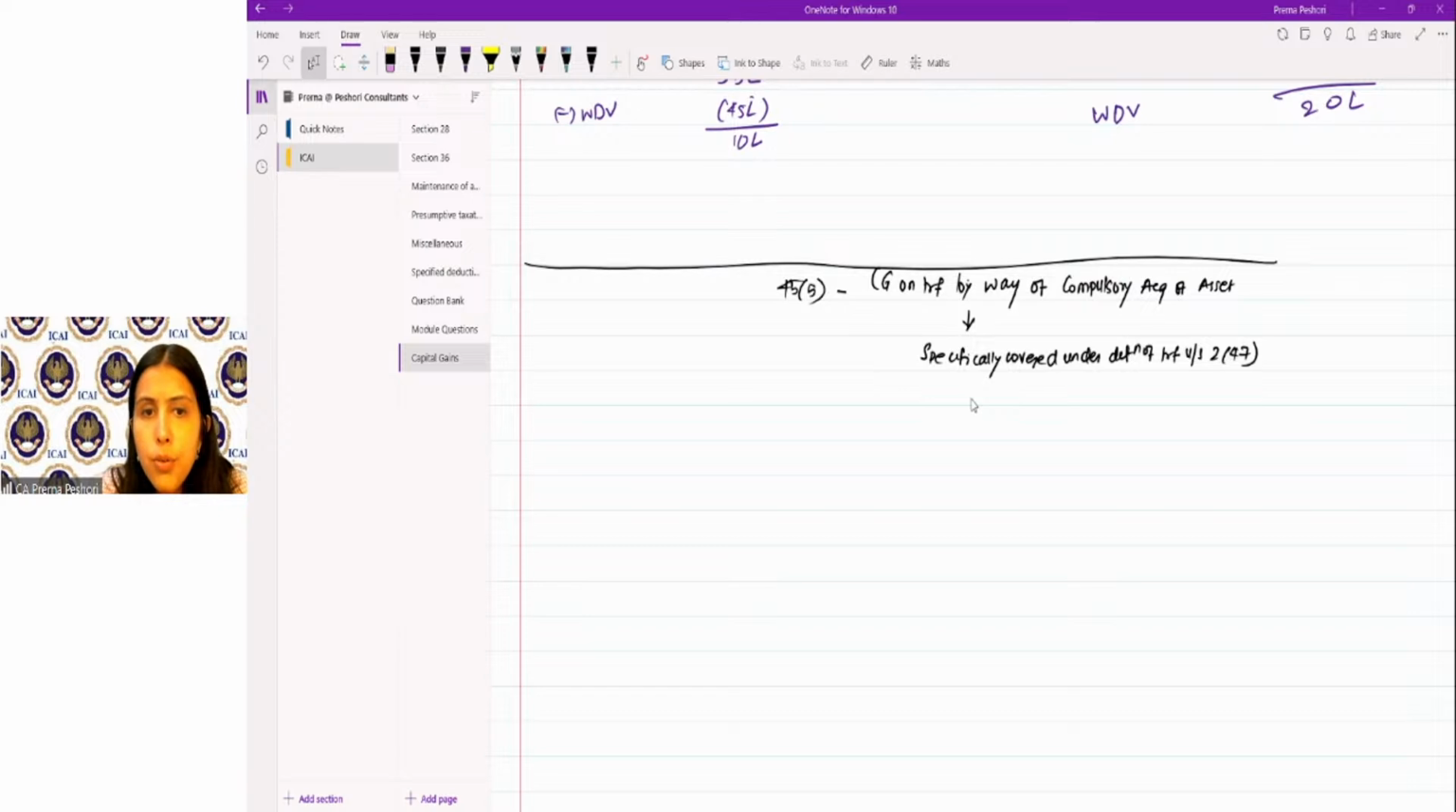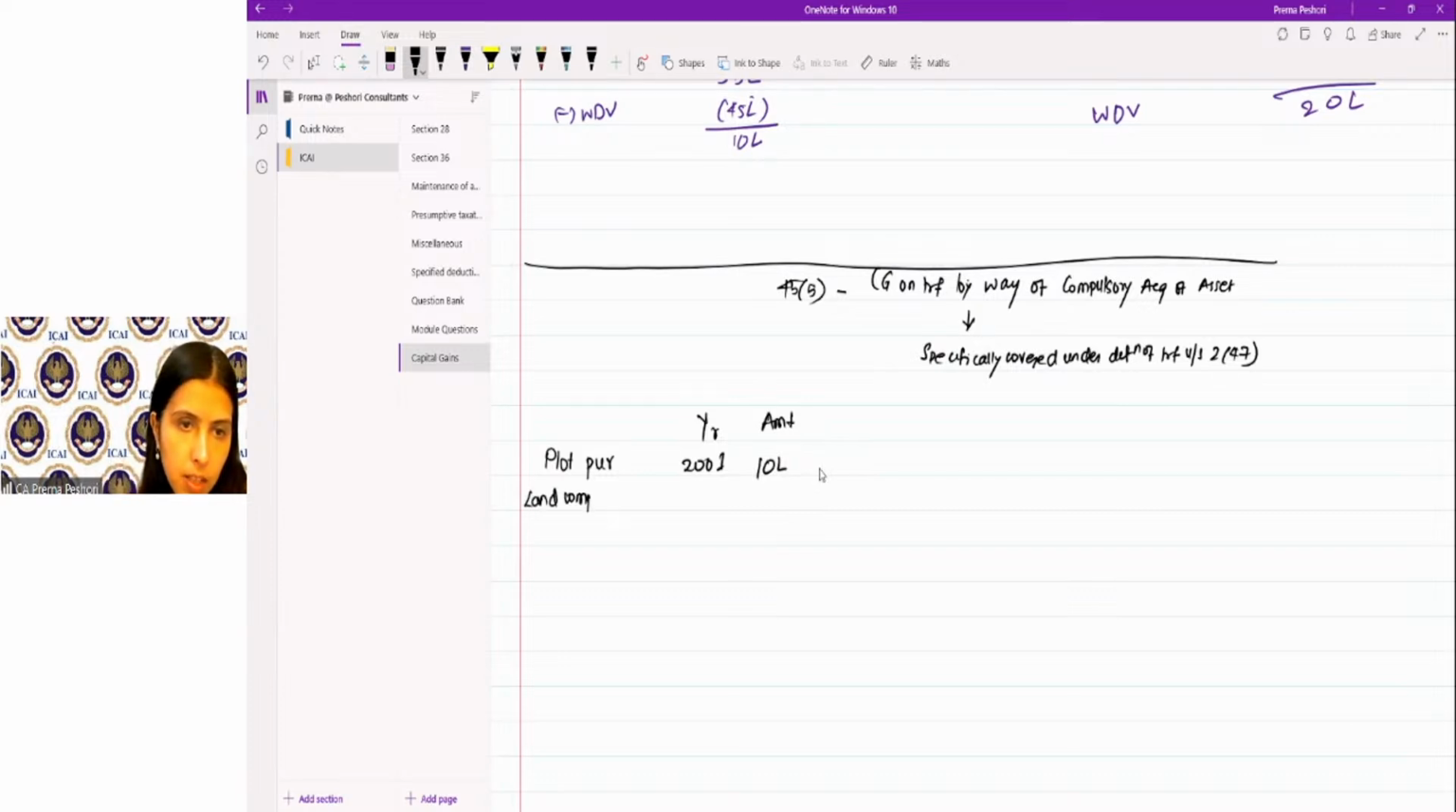So how do you compute the capital gain? Let's take an example that I have a plot purchased in the year 2001. Amount was, say, 10 lakhs. Land compulsorily acquired, say, in 2006. Agreed value, say, 25 lakhs. Agreed value 25 lakhs.